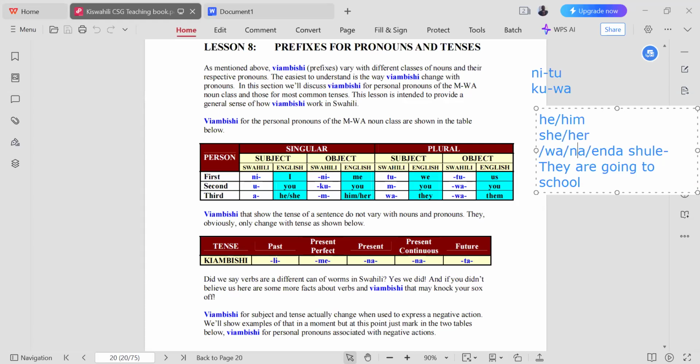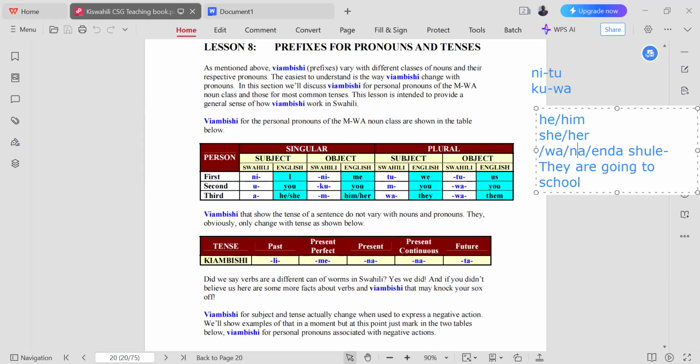So wanaenda shule, here is what it means. Wanaenda shule. Right? You see? Wanaenda shule. They are going to school. The fact that they are going to school means a present thing. They are going. It's not they have gone. They are going. So it's present.